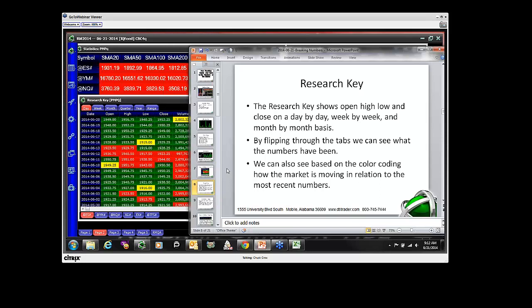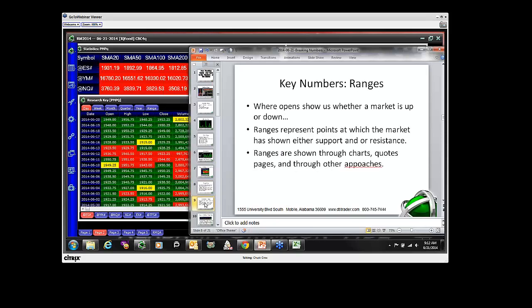Now, keep that in mind because we're going to come back to it in a second. I want to talk to you about key numbers and ranges. So where opens are showing us whether a market is up or down, ranges represent points at which the market has shown either support and or resistance.